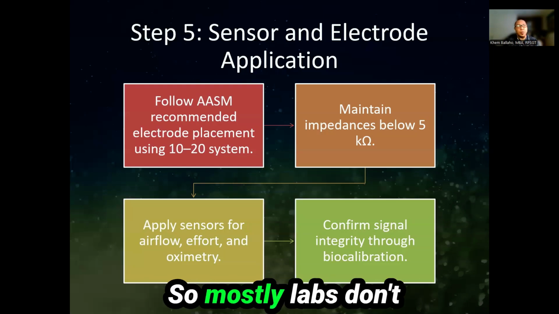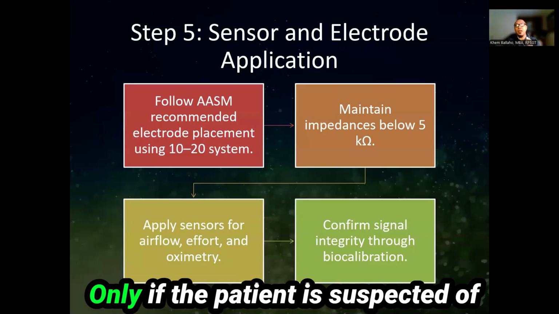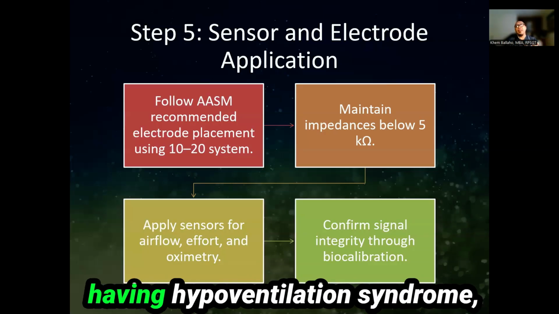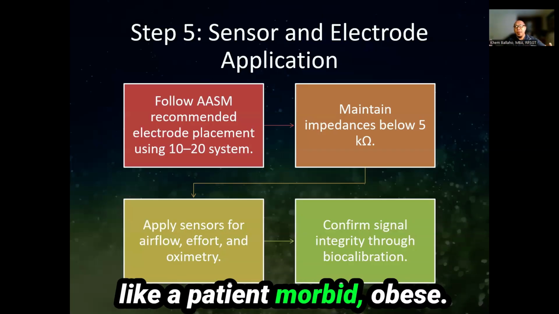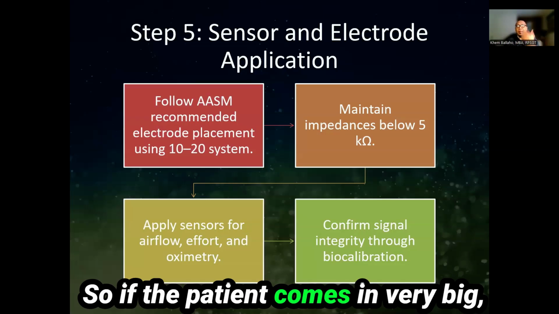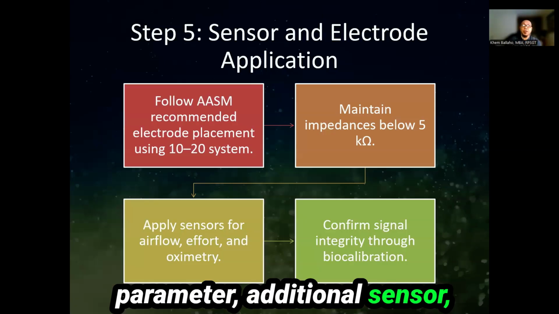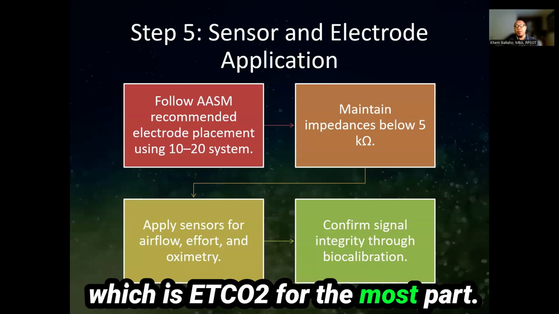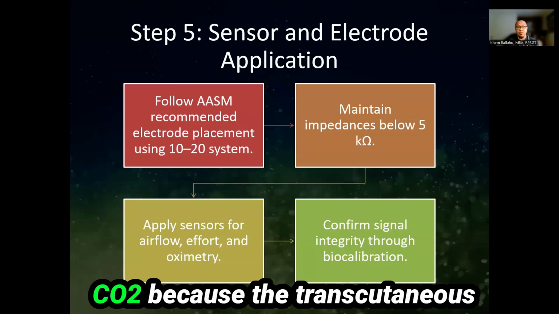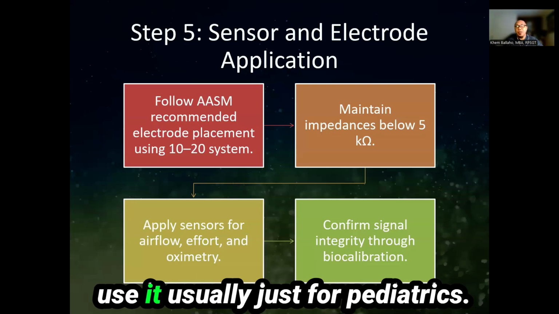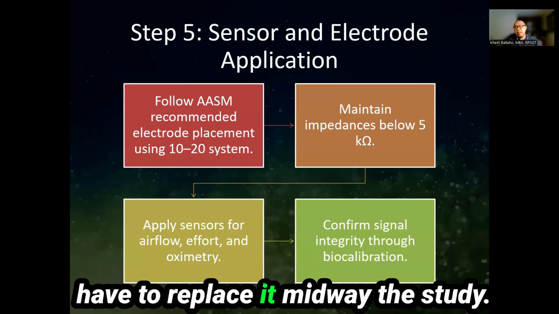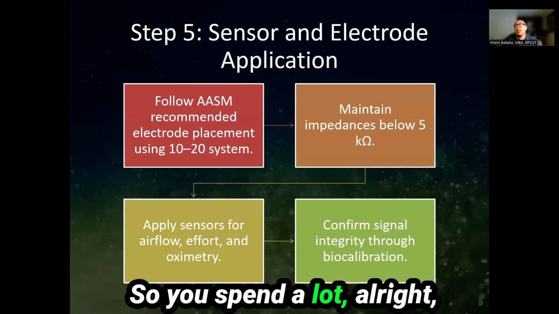It's expensive, so most sleep labs don't use it for adults. Only if the patient is suspected of having hypoventilation syndrome, like a Pickwickian patient, morbidly obese. So if the patient comes in very big, the doctor usually orders an additional sensor, which is EtCO2 for the most part. So it's an additional cannula to monitor CO2, because the transcutaneous CO2 monitor is expensive and we usually use it just for pediatrics. Because when you use TcCO2, you have to replace it midway through the study. So you spend a lot. All right.